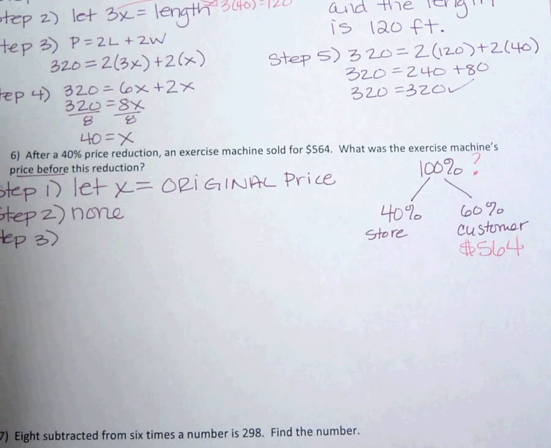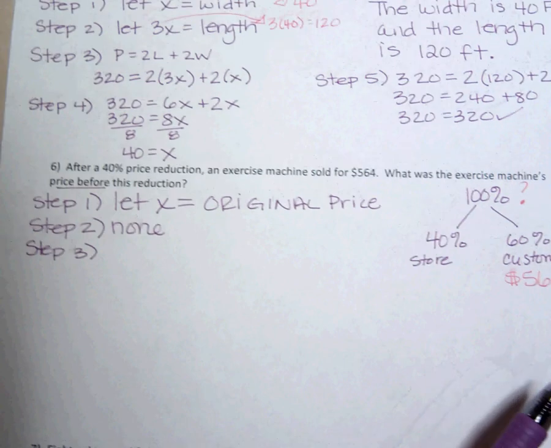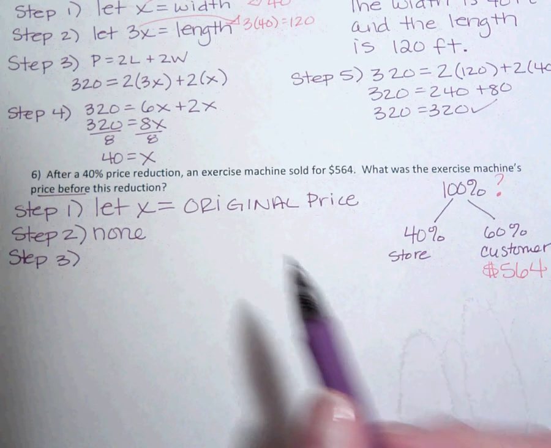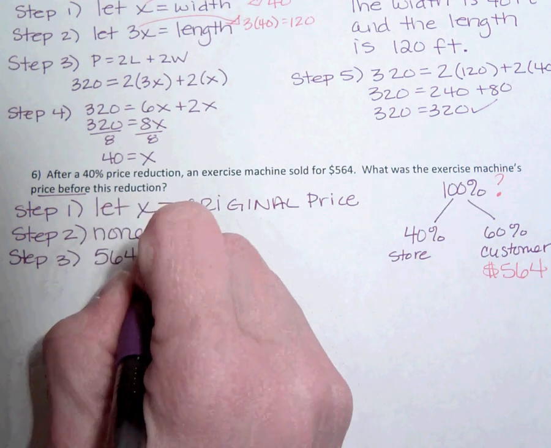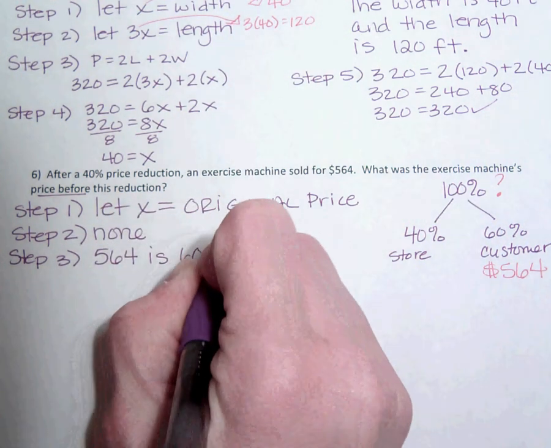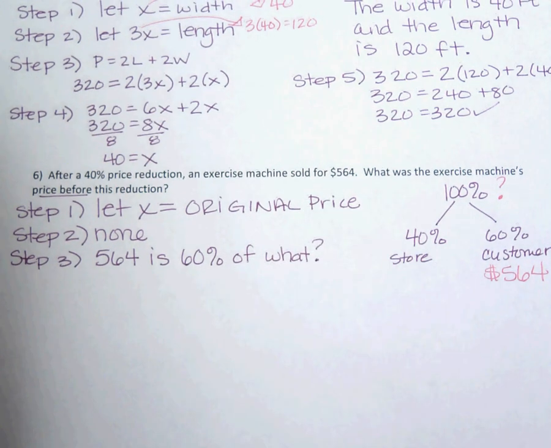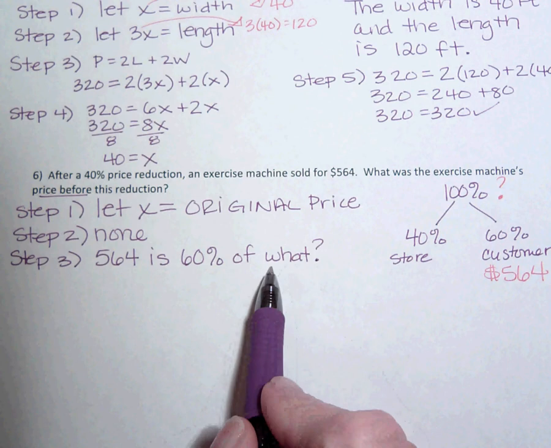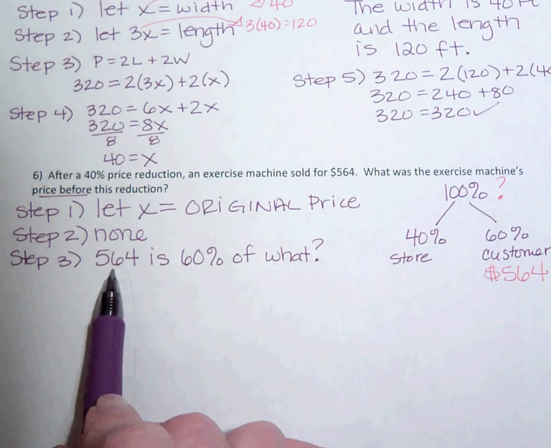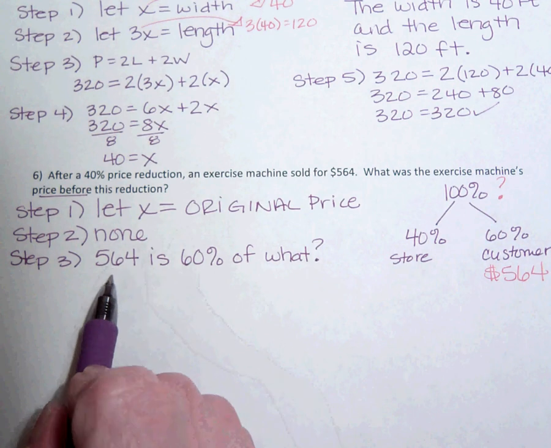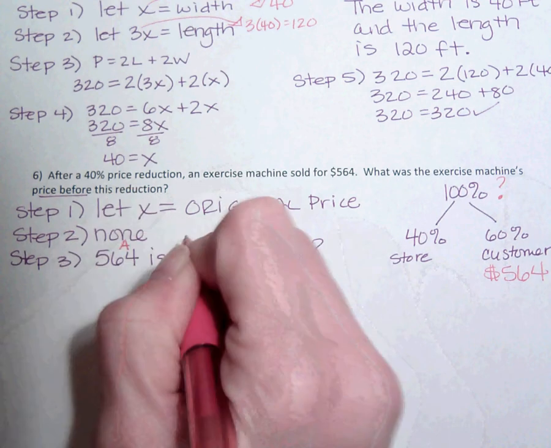Alright, so now we're going to write out our equation, and it's going to be similar to those A equals P times B equations that we did in class. So basically we want to know, $564 is 60% of what? That means we started with something, the base. The base is what we don't know. We took 60% of that, and we paid $564. So remember, this is the A equals P times B. Let's just jot that down and make sure you remember that.